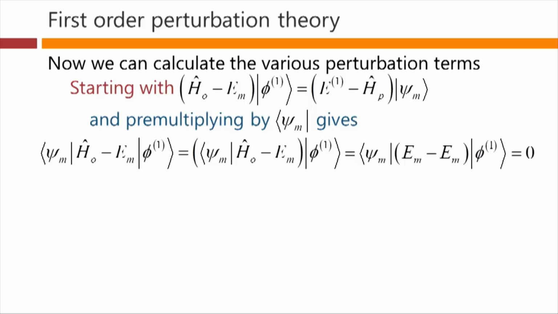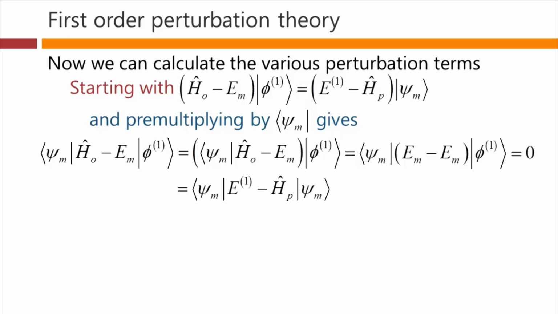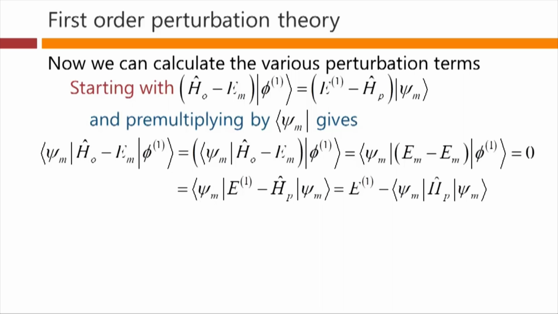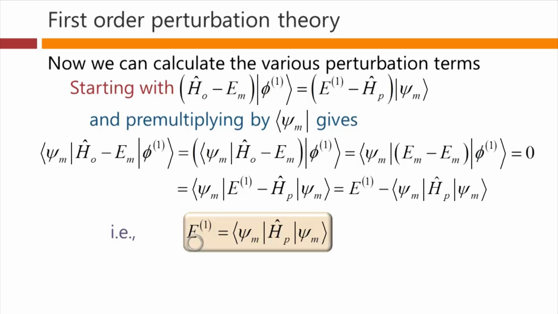Now let's look at what happens as a result of this pre-multiplication on the right-hand side of the equation. Well, in that case, we've got psi m times e1 minus the perturbing Hamiltonian times psi m. Well, psi m e1 psi m is just e1 times psi m psi m, which of course gives us 1. So that's just e1. And then we've got minus psi m hp psi m. So that's this here. In other words, equating this to 0 and moving things around, we have e1 is equal to psi m hp psi m.